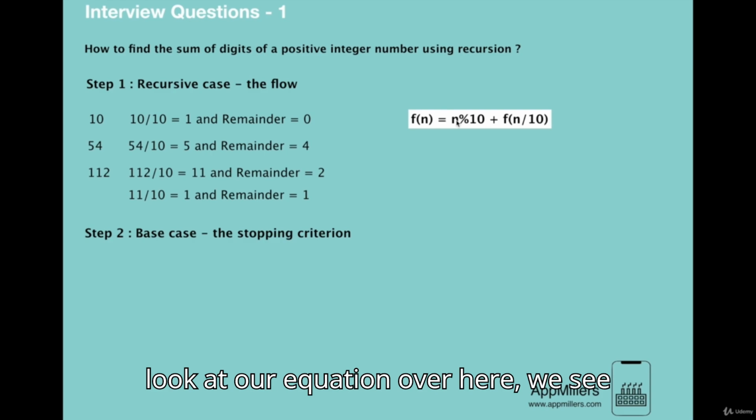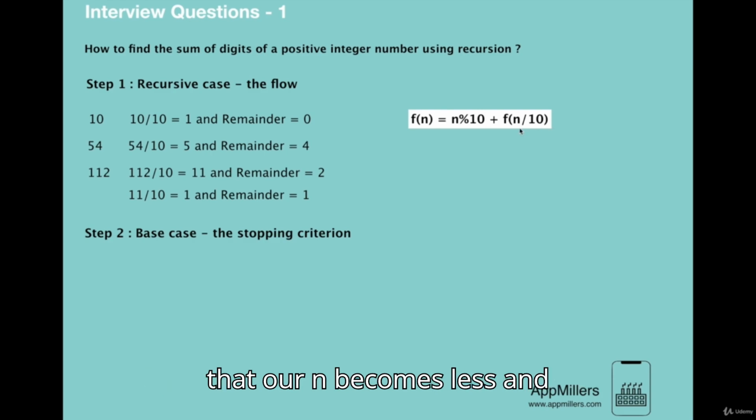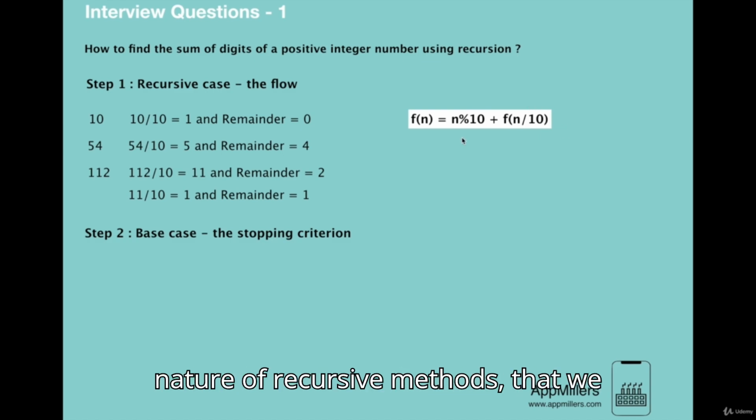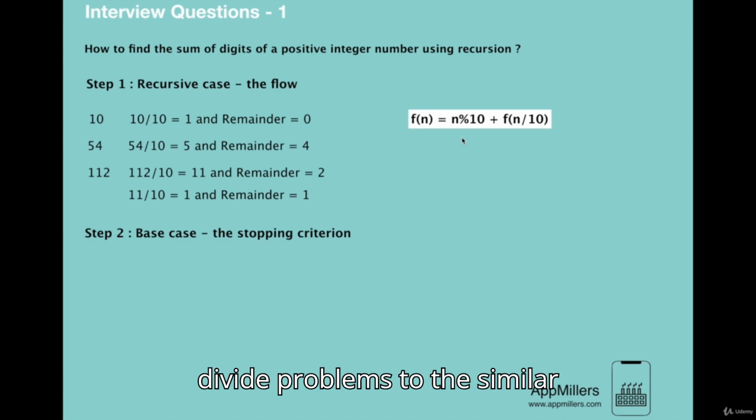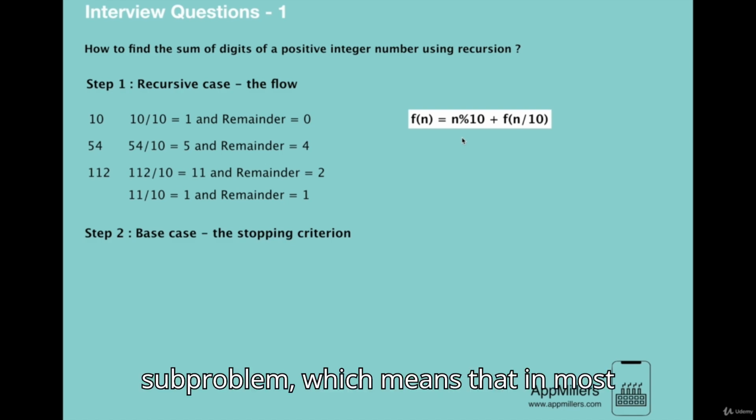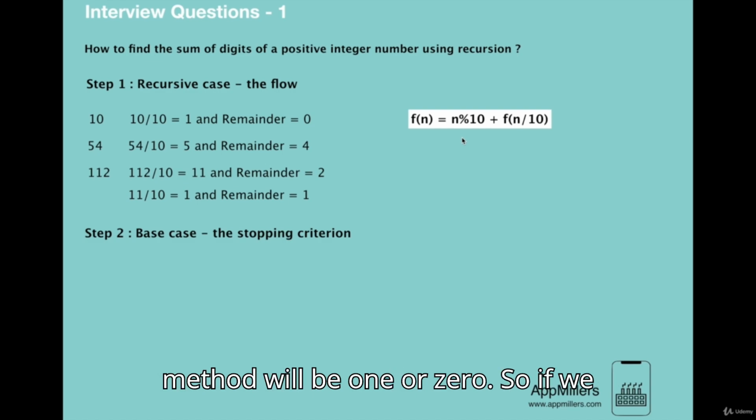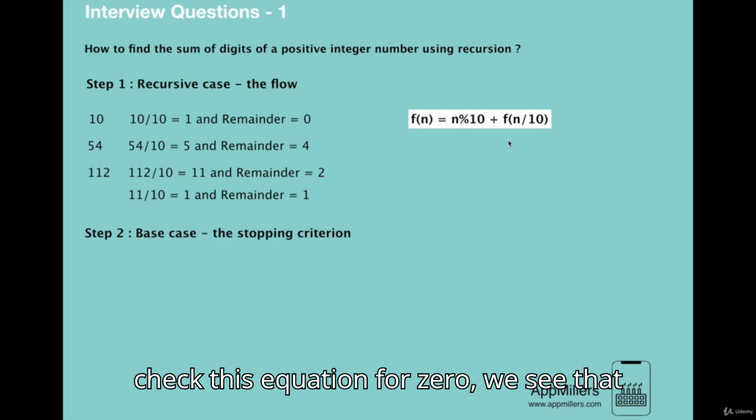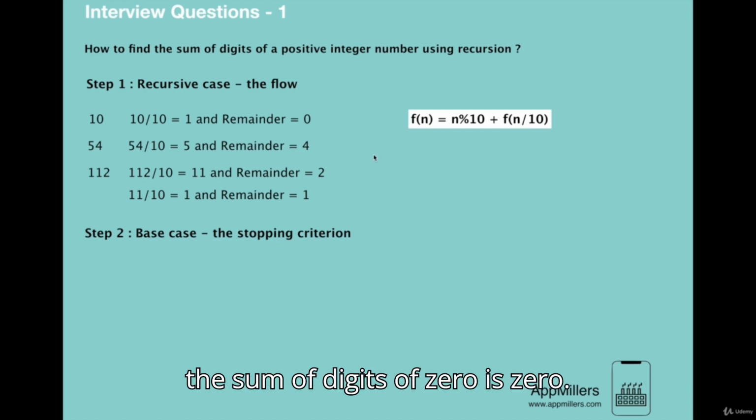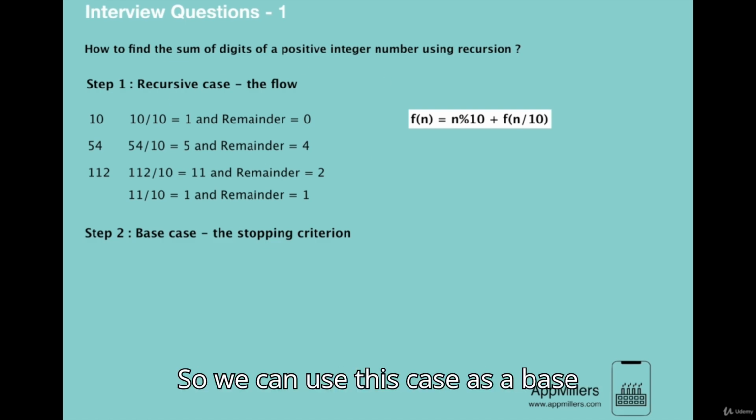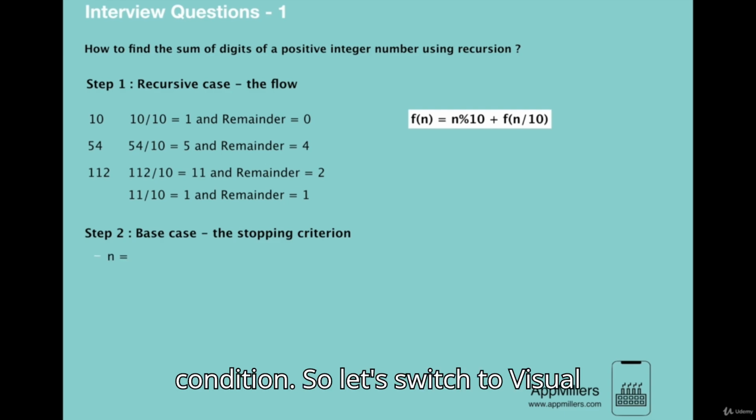So if you look at our equation over here, we see that our n becomes less and less in each call. And this is the nature of recursive methods, that we divide problems into similar subproblems, which means that in most cases, the base condition for a recursive method will be 1 or 0. So if we check this equation for 0, we see that the sum of digits of 0 is 0. So we can use this case as a base condition.